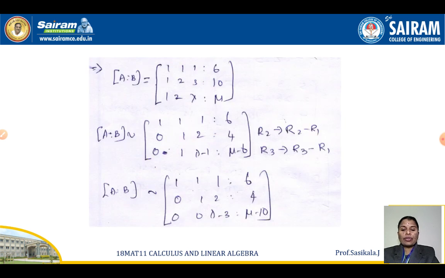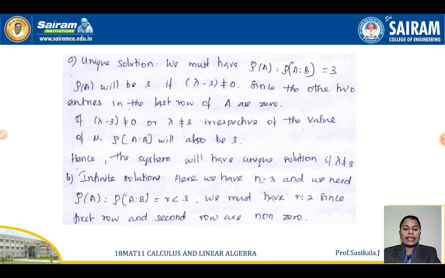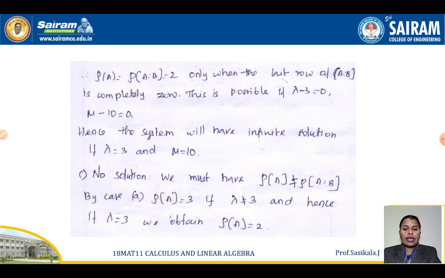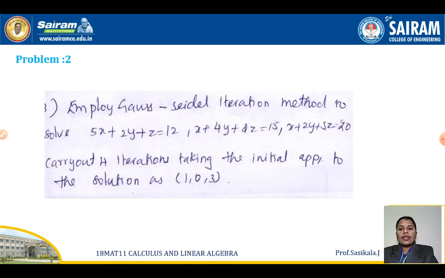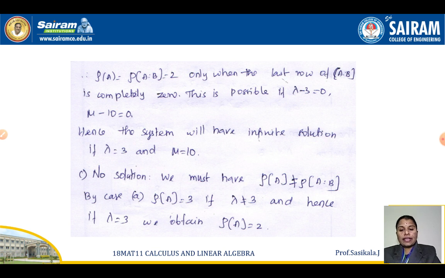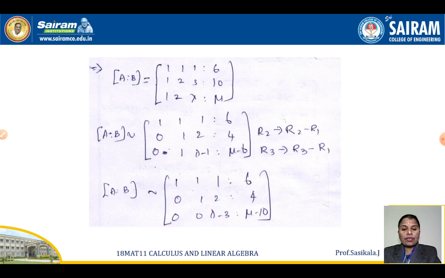Here lambda equal to 3 means that entry goes to 0. For the A matrix alone, I can get the rank as 2. You can go with the other cases also. If this value, mu minus 10, is equal to 0 and this is also 0, we can conclude it will go for infinite solutions. So no solution is possible only when rank of A is not equal to rank of AB. That is possible.